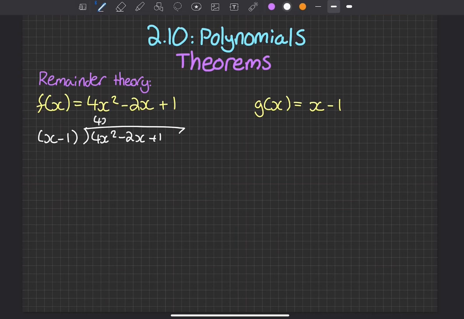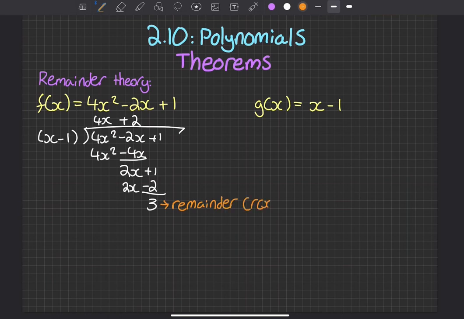So this will be 4x squared minus 4x, subtract them from each other, plus 2x minus 2, subtract them, and you get 3, right? So f of x divided by g of x gives you this here, right? But last time we got a 0, this time we didn't get a 0, we got a 3. And what does this mean? Well, this 3 here is what we call the remainder, okay? Remainder, or r of x. And I'll show you why now.